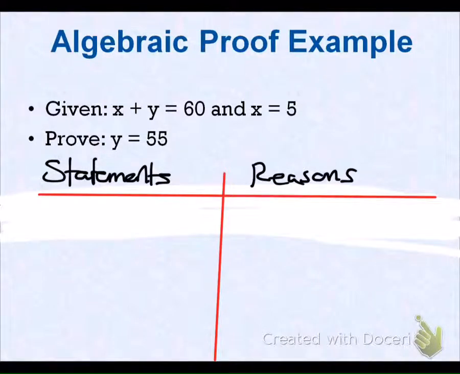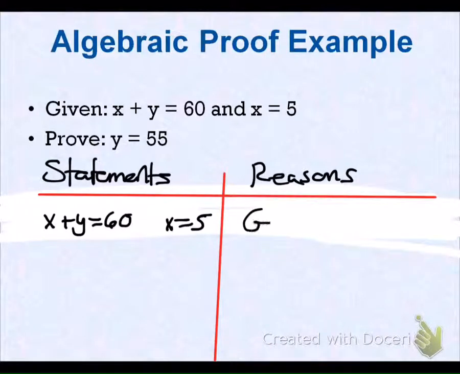And every time that you do one of these, you always start with what's given to you. So I'm going to start with x plus y equals 60 and x equals 5, and my reason for that is that's what's given to me. In every proof, they have to give you something to start with, and you always list that first. Okay? So if I want to prove y equals 55, what's going to be my first step in this proof here? Yeah, just plug in x equals 5, right? What's my reason that I did that? How was I able to do that?